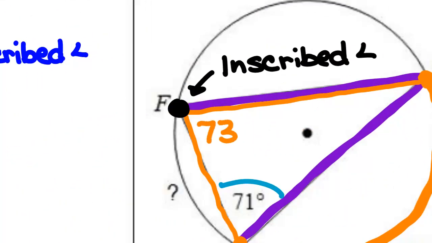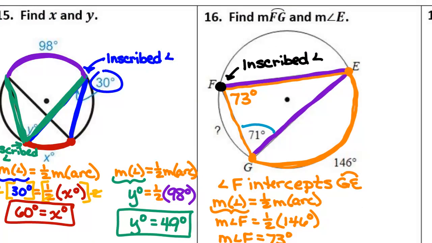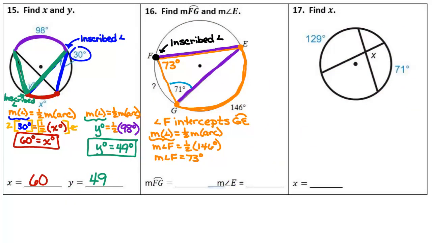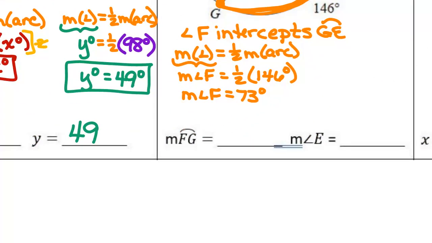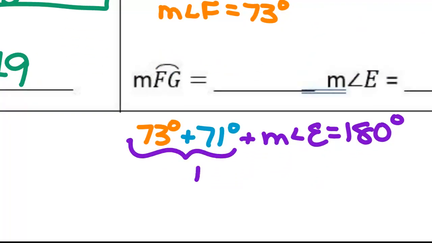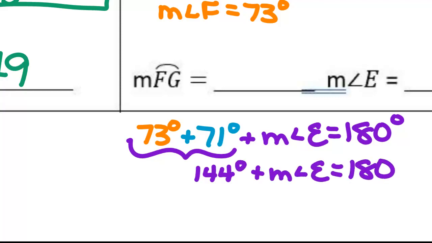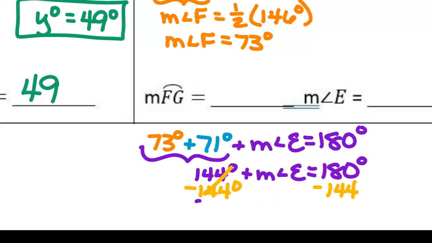I know they didn't ask me to find angle F, but I needed to figure it out so that I can find angle E, because I know that the three angles in a triangle add up to what? They add up to 180. So I'm going to take 73 plus 71 plus the measurement of angle E equals 180. What is 73 plus 71? 144 plus the measurement of angle E equals 180. Yep, we're going to subtract 144 from both sides, and you get 36 degrees.